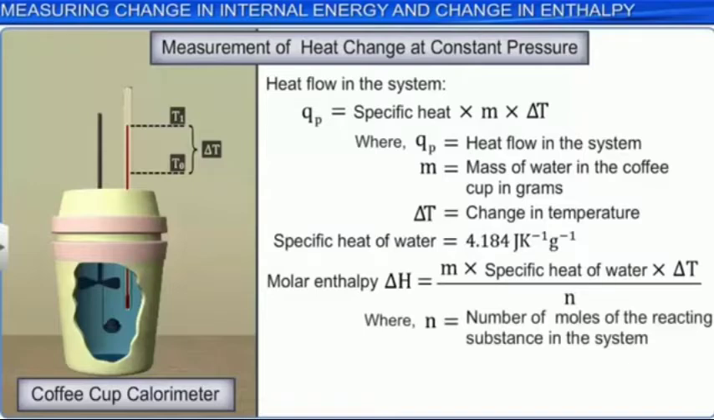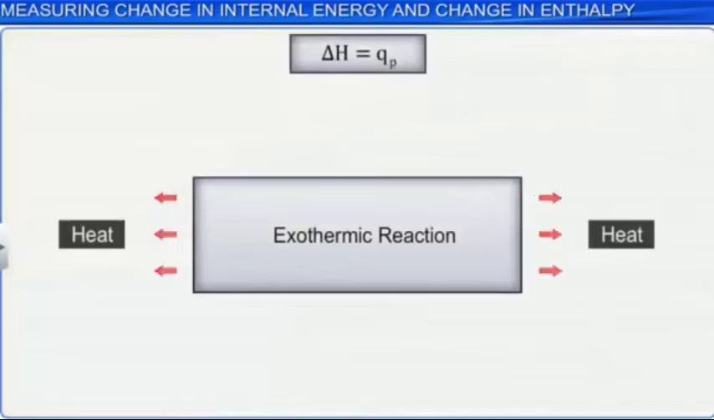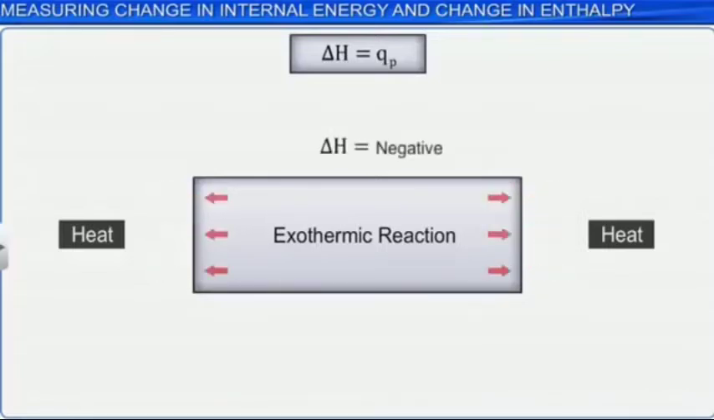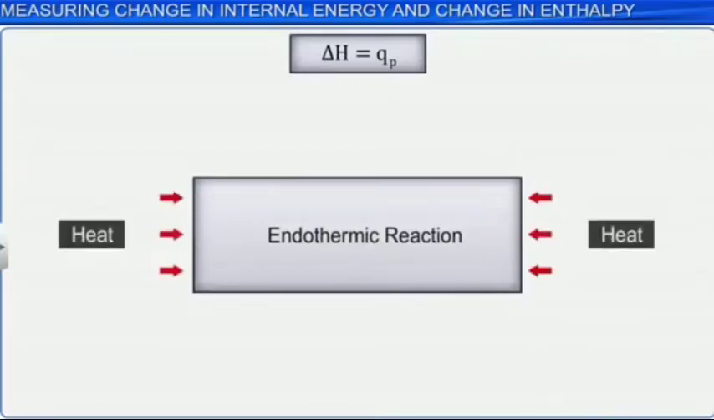It is important to note that when heat is absorbed or evolved by the system at constant pressure, we are actually measuring changes in the enthalpy. Therefore, delta H is equal to QP. In an exothermic reaction, heat is evolved and the system loses heat to the surroundings. Therefore, QP as well as enthalpy change delta H is negative. Similarly, for an endothermic reaction, heat is absorbed by the system from the surroundings, and therefore QP as well as the enthalpy change delta H will be positive.